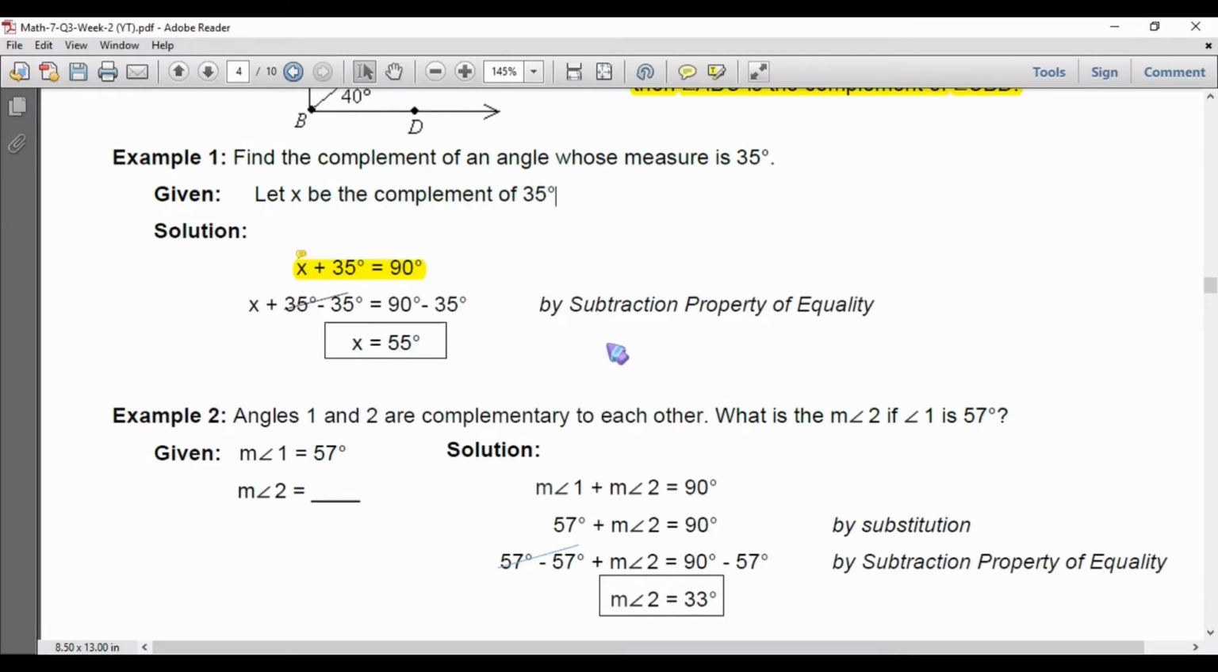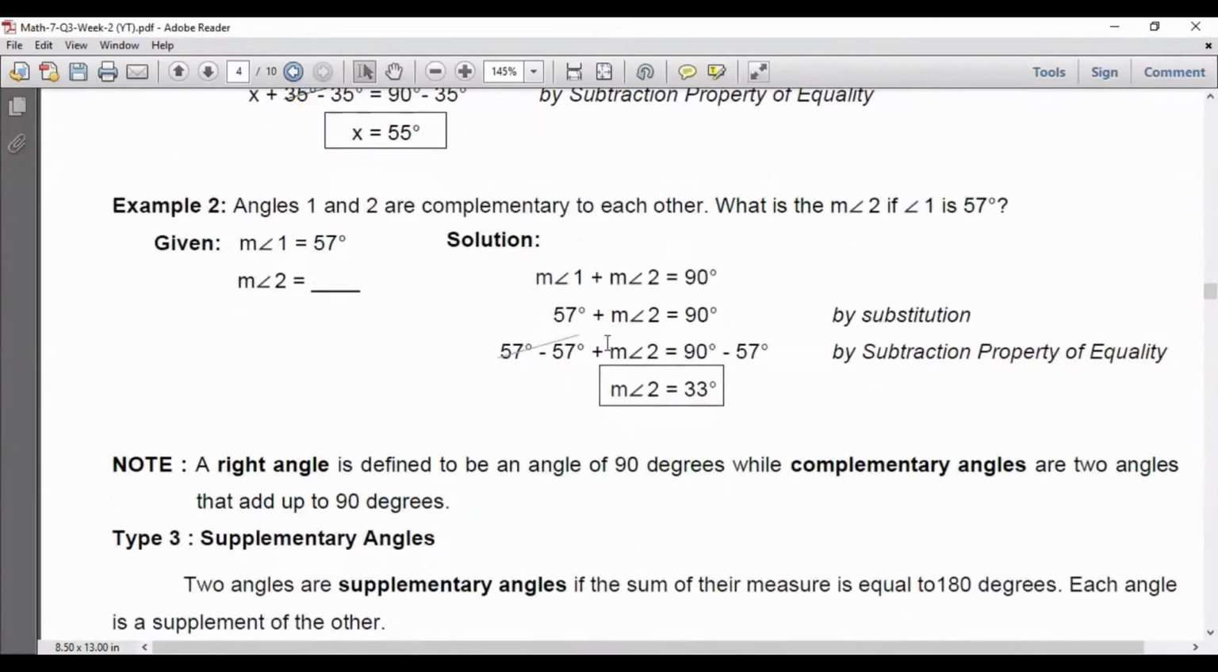That's it. Let's have example number 2. Angles 1 and 2 are complementary to each other. What is the measure of angle 2 if angle 1 is 57 degrees? Given that the measure of angle 1 is 57 degrees, what will be the measure of angle 2 if they are complementary angles? We all know that the sum of the measure of angle 1 and the measure of angle 2 is equal to 90 degrees.